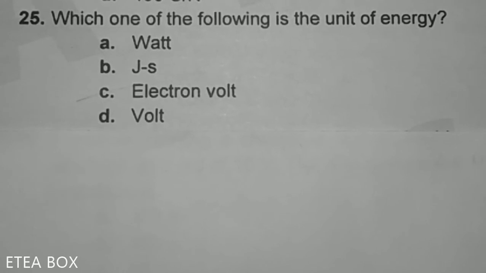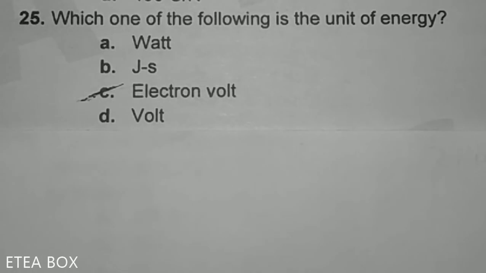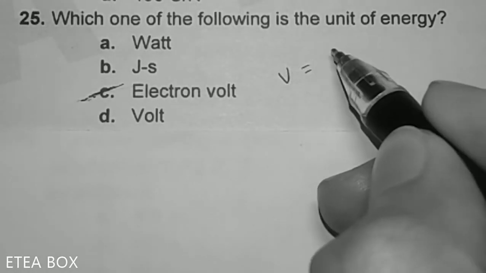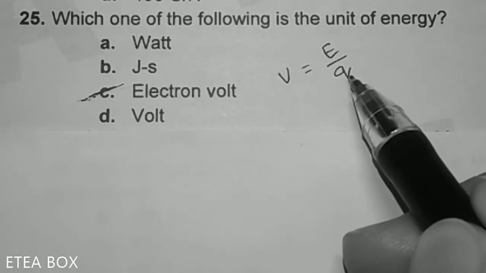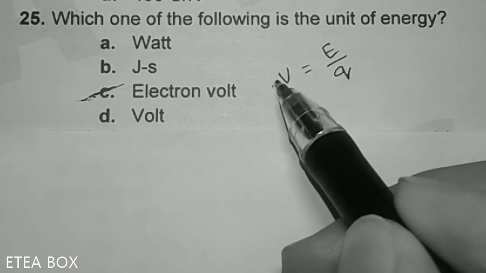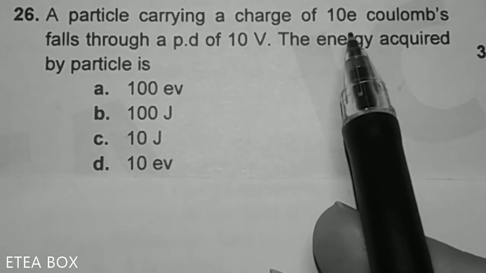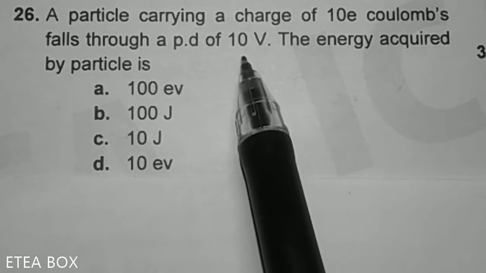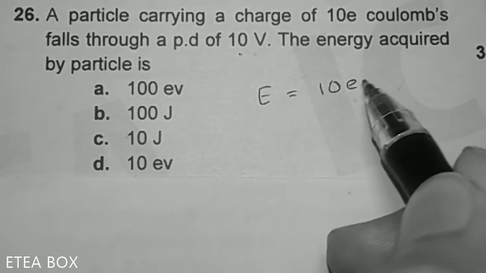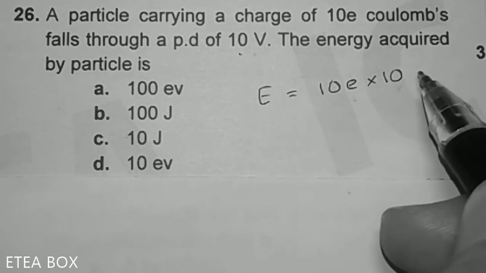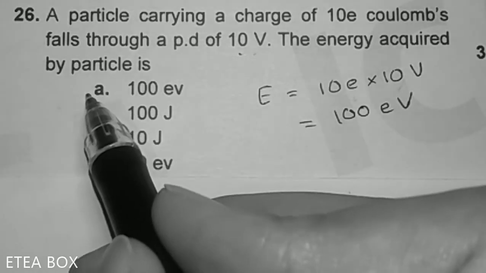Which one of the following is the unit of energy? So we know that electron volt is the unit of energy. Like we know that volt is equal to energy per coulomb, or electron. So if I bring this electron here, energy will be electron volt. A particle carrying a charge of 10 electrons falls through a potential difference of 10 volt. The energy required will be, now energy is equal to 10 electron multiplied by 10 volt, so it will be 100 electron volt. Option A is correct here.